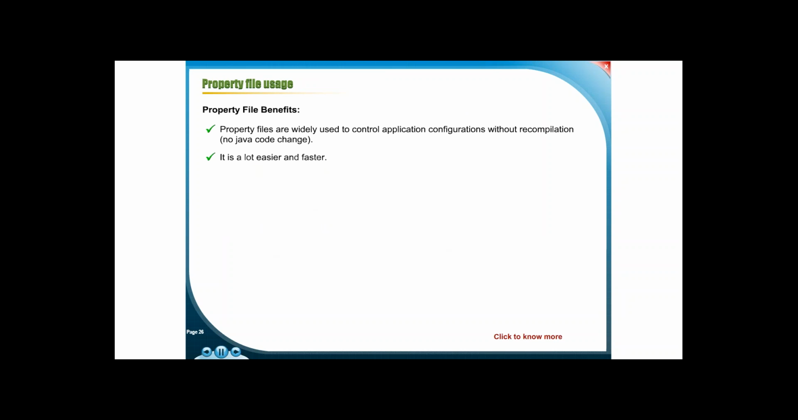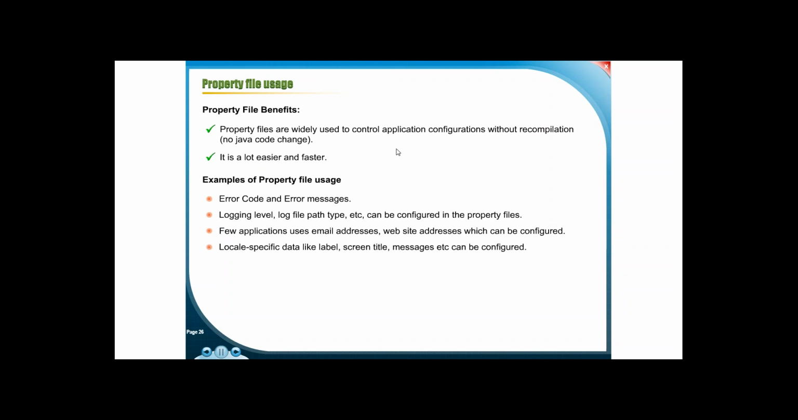Property file usage. Property files are widely used to control application configurations without recompilation, which is a lot easier and faster. Examples of property file usage: error codes and error messages generally, logging level, log file path, etc. can be configured in property files. A few applications use email address and website address, which can be configured in the property file. Locale-specific data like labels, screen titles, and messages can be kept in property files.